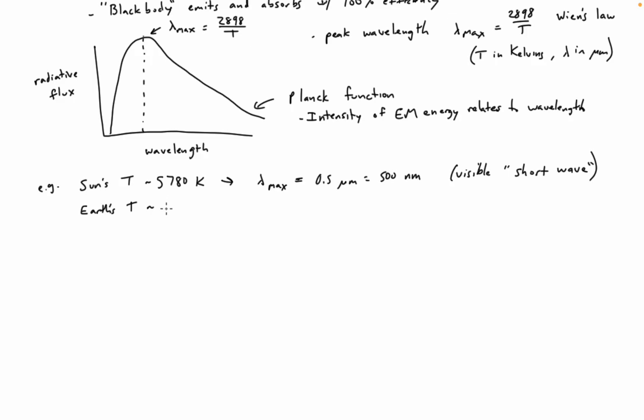So the Earth's surface temperature is around 15 degrees Celsius, which is 288 Kelvin. So the wavelength from this relationship that's peak is around 10 microns. So this is in the infrared spectrum, and we call it long wave radiation.